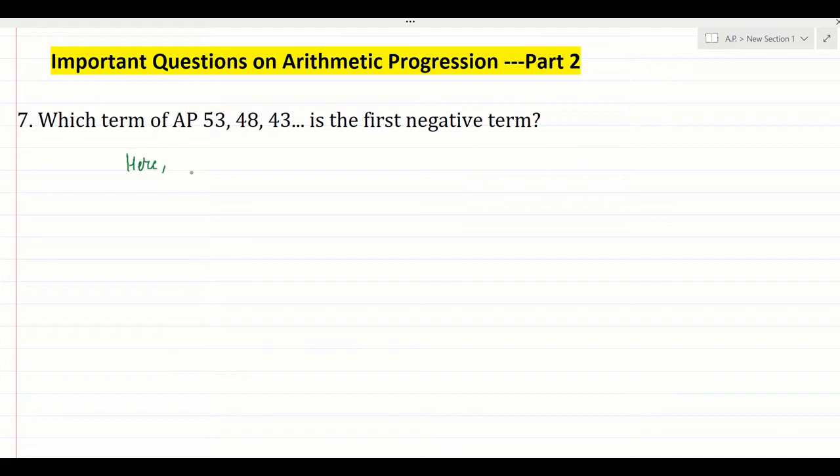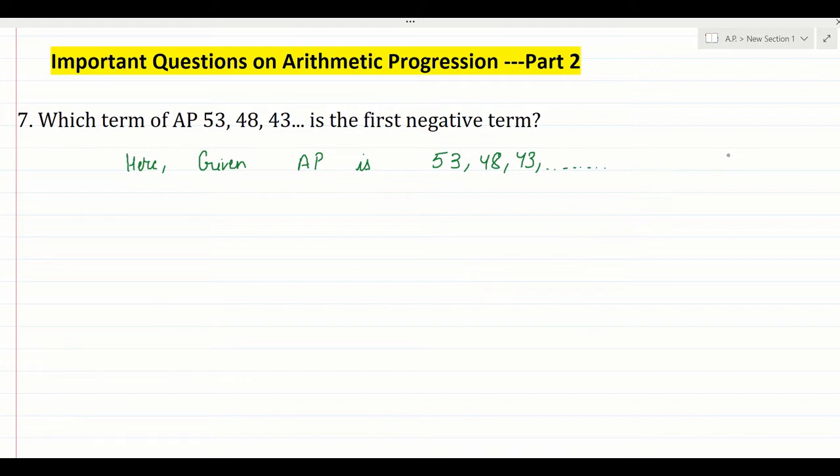Here, the given AP is 53, 48, 43 and so on. So we need to find out which term will be the first negative term. Look, 53 is positive, 48 is positive, 43 is positive, then whatever numbers will come positive. But a time will come when a number will start coming in negative, isn't that? So we need to find out which term is the first negative term.